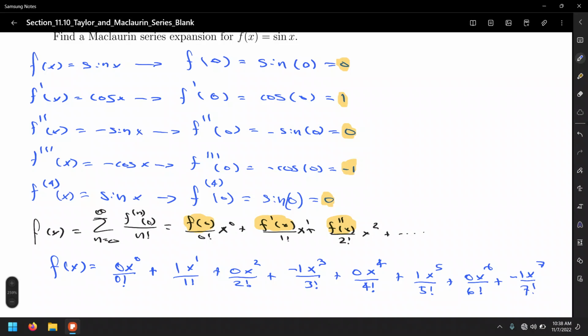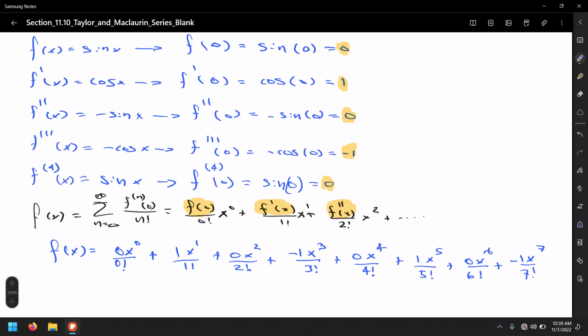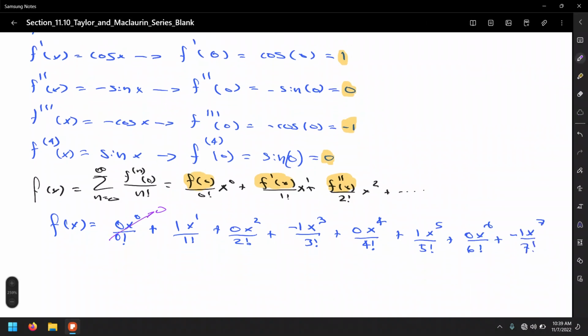So the pattern just continues in here. You see 0, 1, 0, negative 1, 0, 1, 0, negative 1. That just repeats periodically here. And of course, some of the terms are going to get simplified, or zeroed out. That's 0, 0, 0, and 0. So what are we going to be left with?